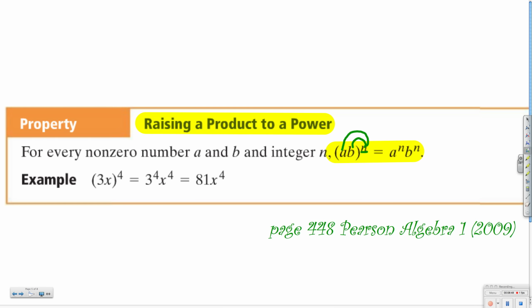Now we have this example here, the product of 3x to the 4th power. You can see that by using that distributive property, or raising a product to a power, we have to raise 3 to the 4th power, which is here, and we also have to raise x to the 4th power, which is here. Now this isn't our final answer. 3 to the 4th, x to the 4th is not our final answer because 3 to the 4th can be simplified. And 3 to the 4th gives 81 because it's 3 times 3 times 3 times 3. So the final answer here is 81x to the 4th.